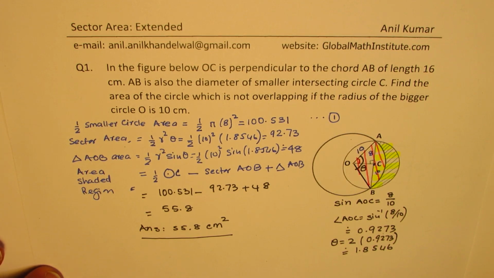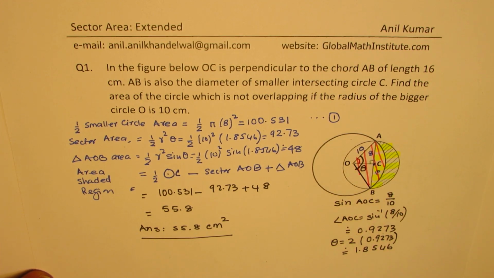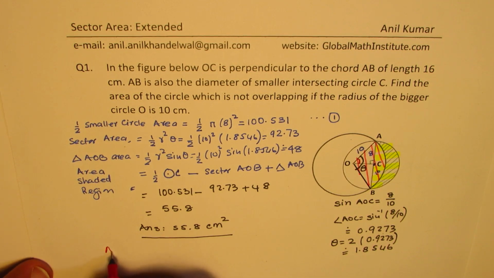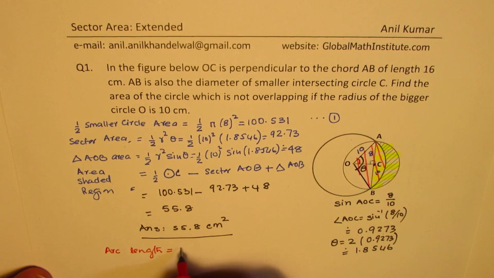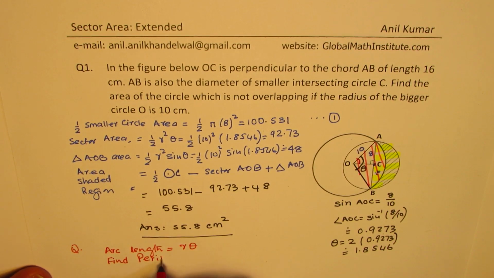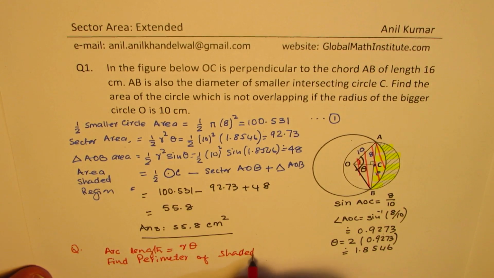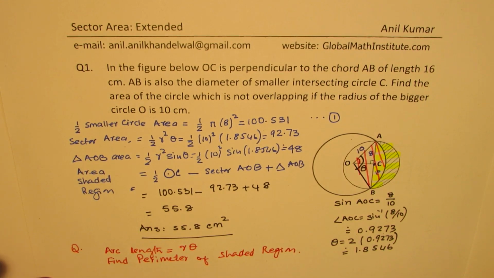As an added exercise, you can always find the perimeter of this, where you use arc length S equals r theta, right? So arc length, let me write, equals r times theta. So the question for you is find the perimeter of the shaded region. Okay, so you can always report your answers here. That'd be great. So I hope you understood.